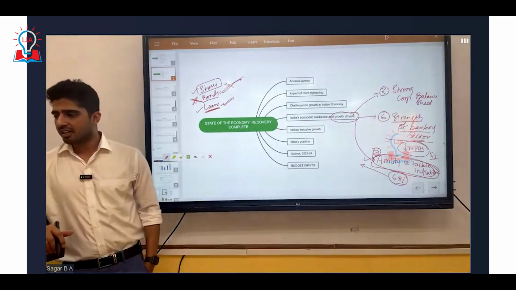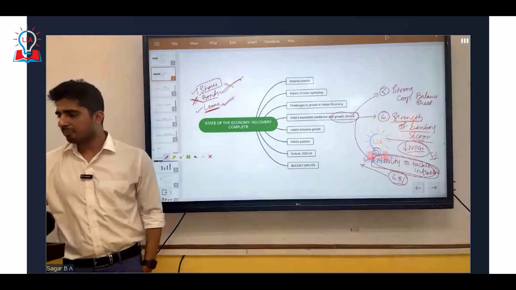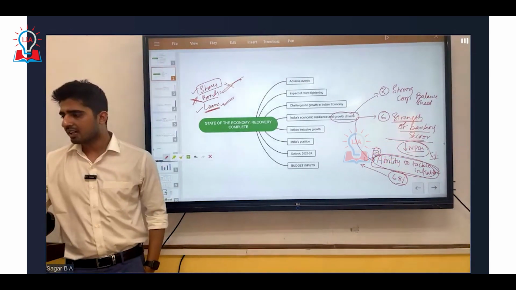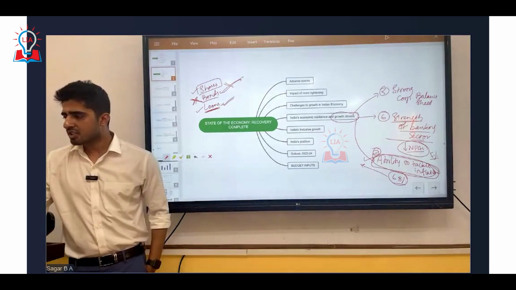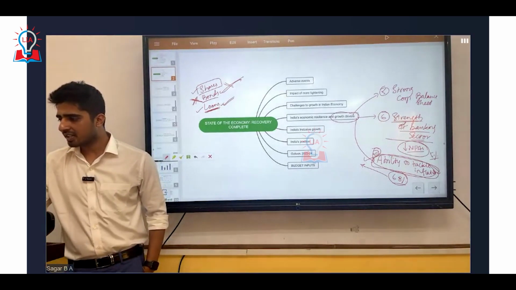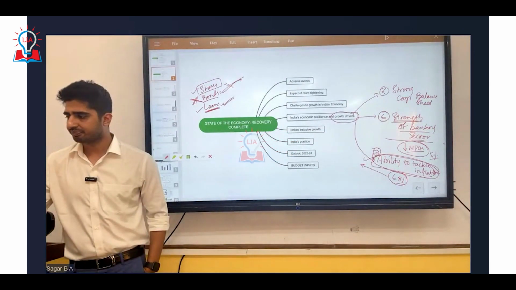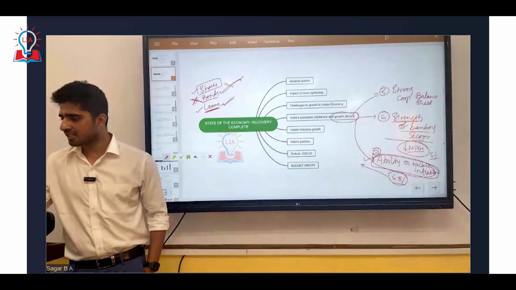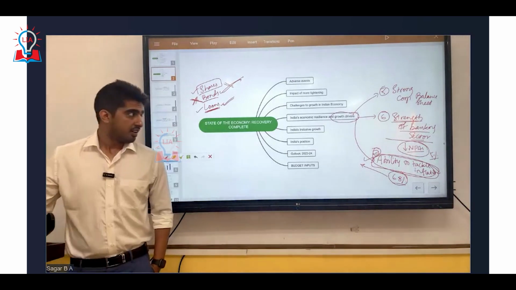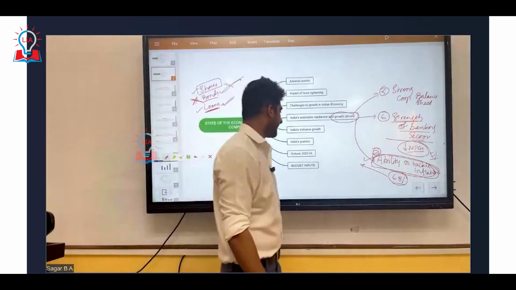Domestic stimulus, vaccination coverage, pent-up demand, capex development, strong corporate balance sheet, strength of banking sector, ability to manage inflation. So, next. India's inclusive growth.